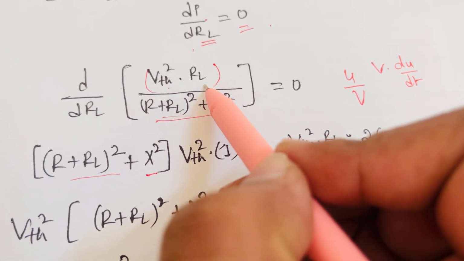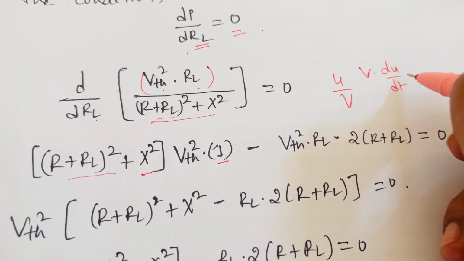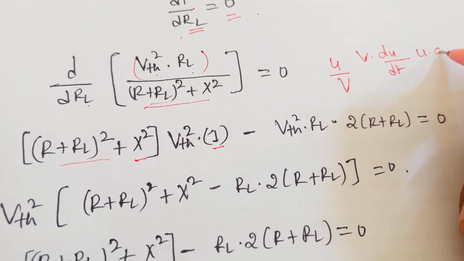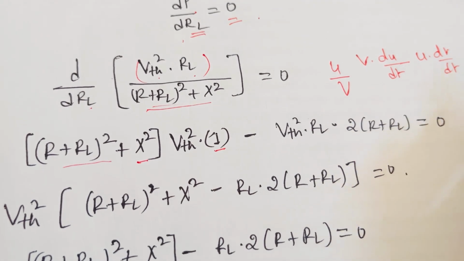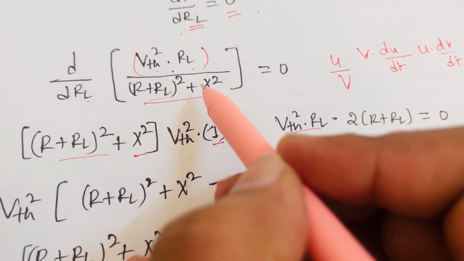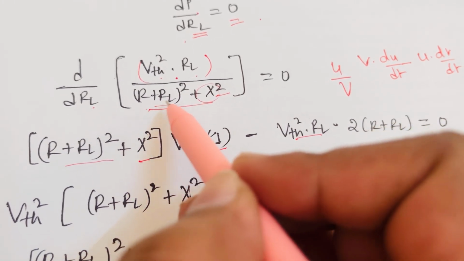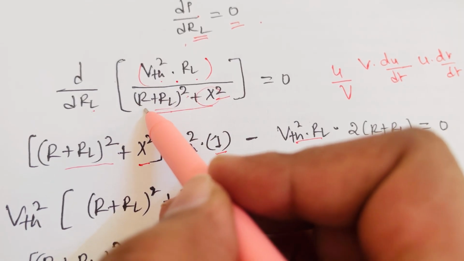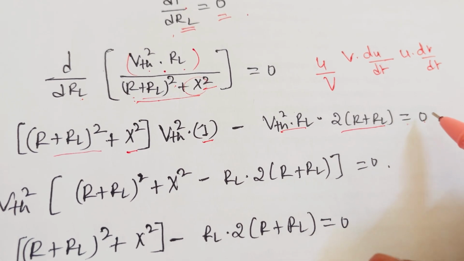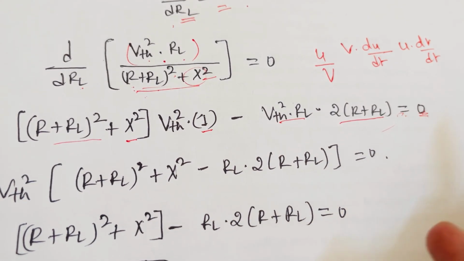The derivative of VTH square RL with respect to RL is 1, minus U into dV by dRL. U is VTH square into RL as it is. Here X with respect to RL will be 0. (R plus RL) whole square with respect to RL gives 2 into (R plus RL). The denominator is a whole square, and sending that to the right side, it will also be 0.